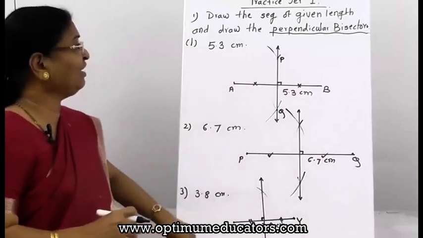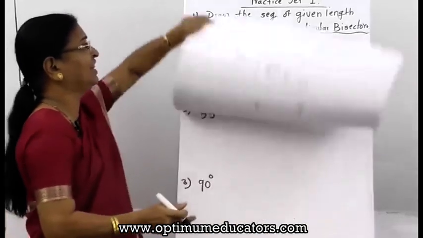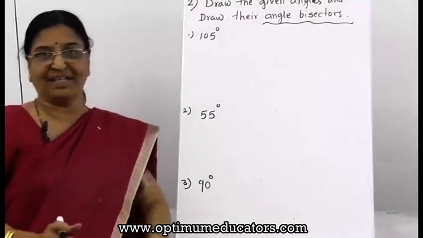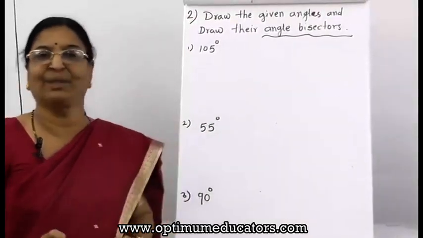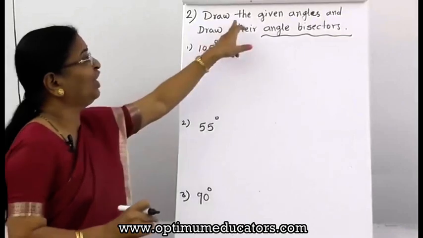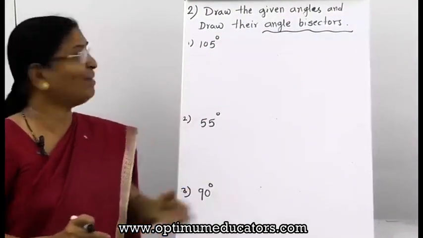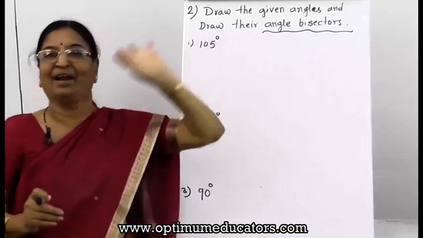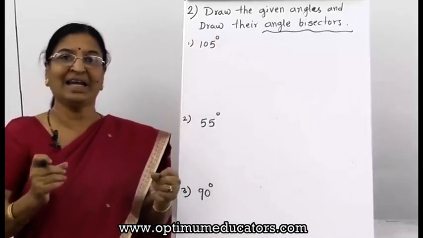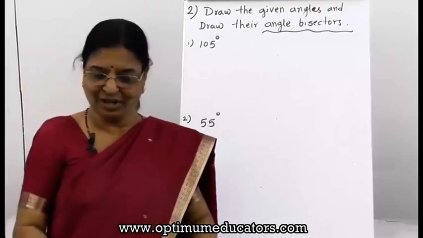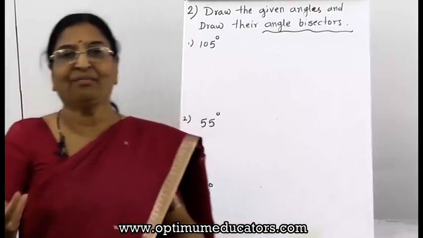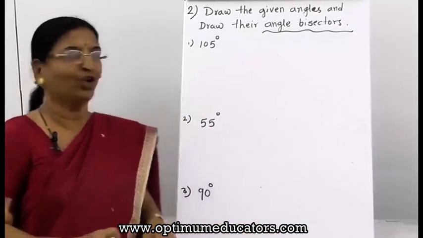Okay, then we will go for the next exercise, the same exercise, sum number 2. Here draw the given angles, and now it is about the angle bisectors. Draw their angle bisectors, and how will you check it? You can measure the 2 parts of it and find out whether they are the same or not.